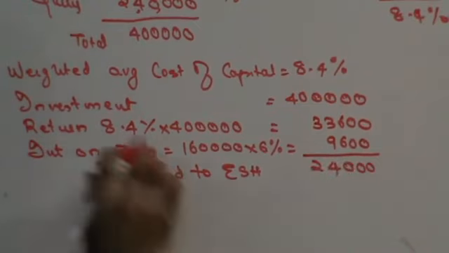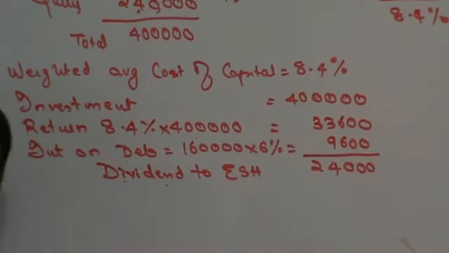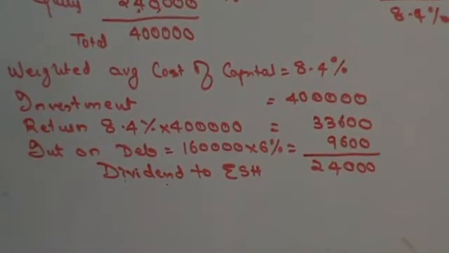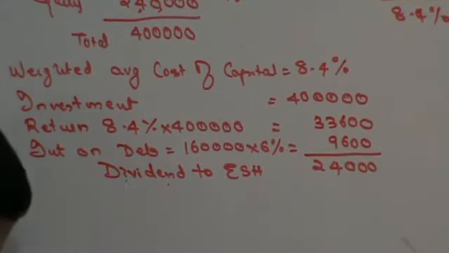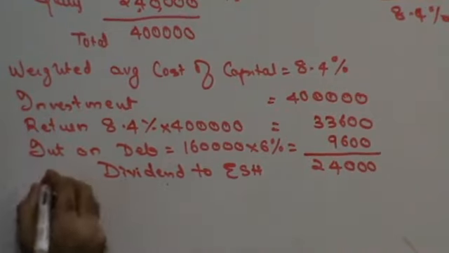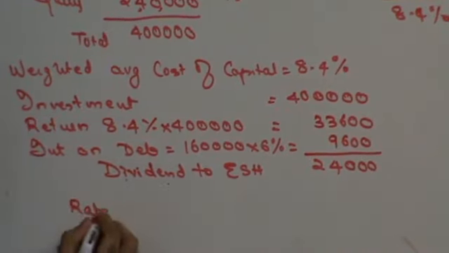24,000. So how? Total returns I'm paying 33,600. Right? Out of which 9,600 I'm paying to the debt holders. Total, you have given me 4 lakhs for which I'm paying you 33,600. Out of which 9,600 I'm paying you for the loan. So for equity shares, how much am I paying you? 24,000.